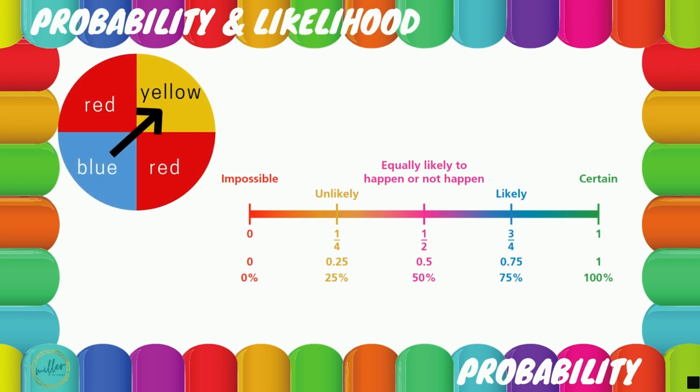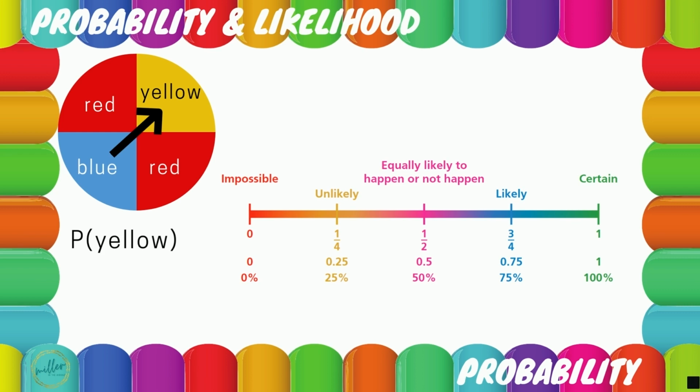Let's take a look at this spinner. This spinner has 4 equal-sized pieces. Now, the fact that they are equal-sized is important because if they were not equal-sized, then we could not say that there were 4 equally likely outcomes. Now, the other thing is there are 2 spots that are red. So the possible outcomes here are red or yellow or blue, right? So it could land on any of those 3 colors. But there's a higher chance of the arrow landing on red than there is yellow or blue because there are 2 spaces out of 4 that are red.